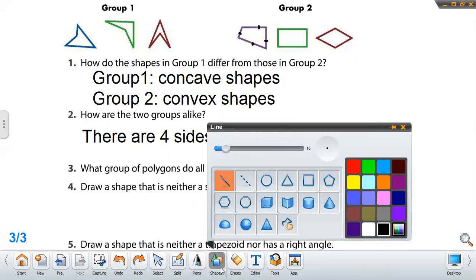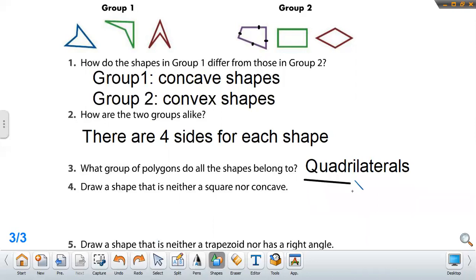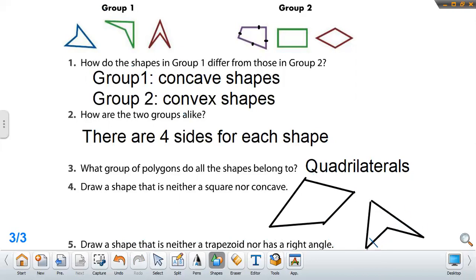See? Any four sides. 1, 2, 3, and 4. Now draw a shape that is neither a trapezoid nor has a right angle. Anything. I can draw a convex shape or a concave shape. Let's draw concave. Now it's not a trapezoid, and it also doesn't have any right angles.